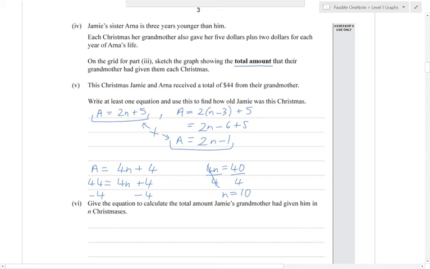Okay, so this is the age of Jamie at this point, so I'll just make sure, yep, Jamie. So for this one, Jamie is 10 years old.